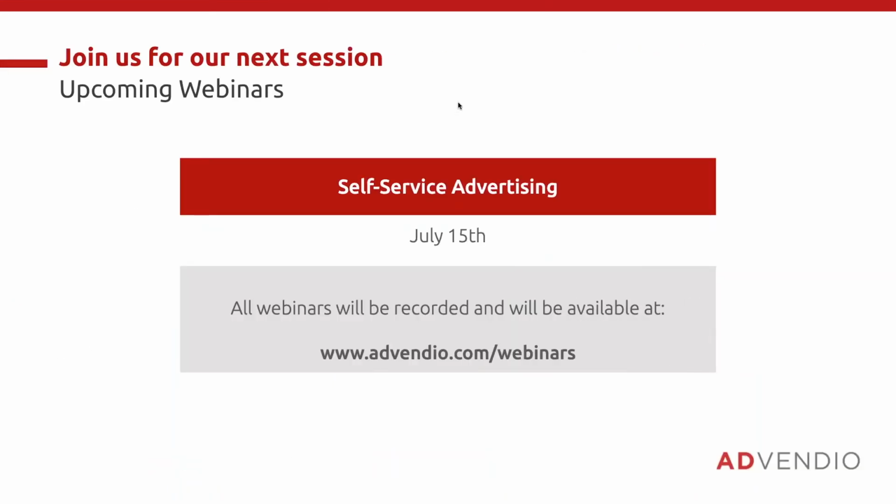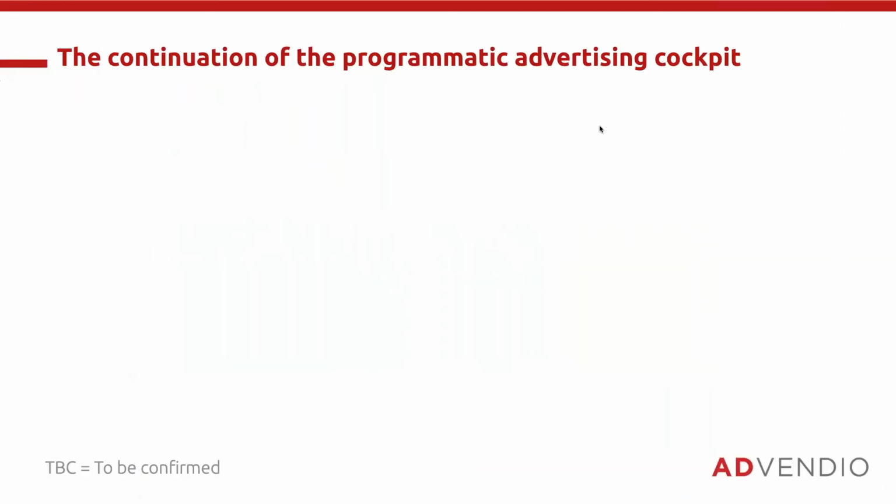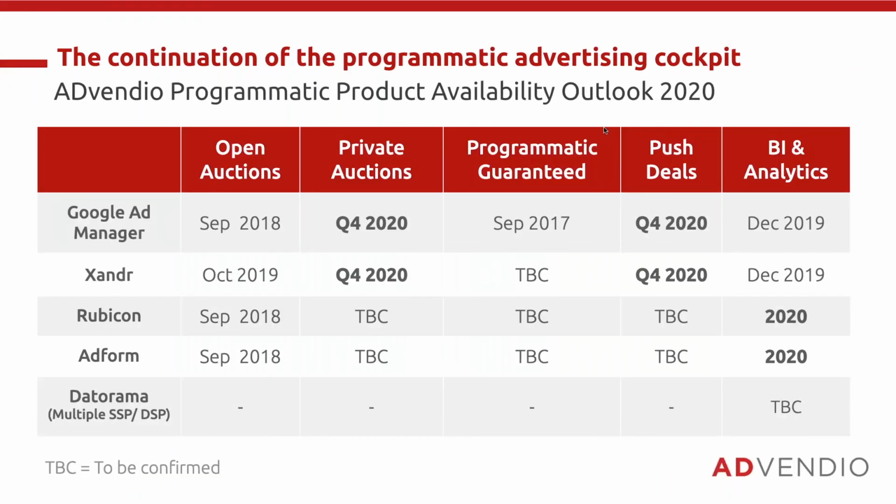Just a quick note, sorry to kind of change the subject. So this webinar is focused mostly on the programmatic side, but I know that perhaps some other customers are more looking to streamline things on the self-service side of advertising. So there is a webinar on July 15th. And so today, we focused on what's available now in our system. These are what's to come. So, you can see there's different features within Google Ad Manager, Xandr, Rubicon, and AdForm.